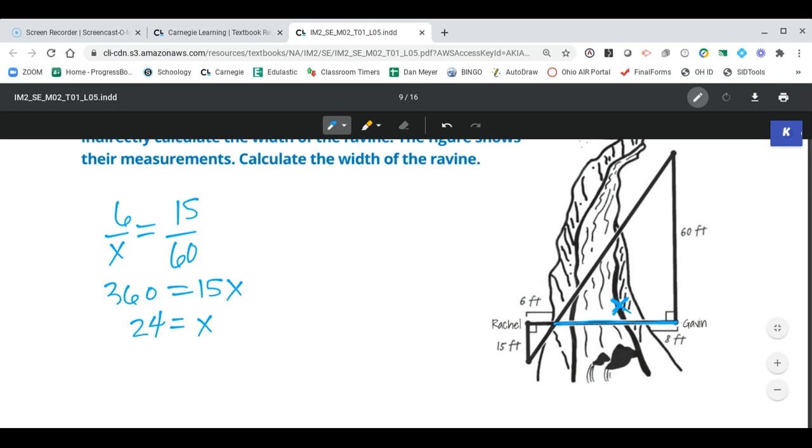So if the whole thing is 24, and I know that Gavin is standing 8 feet from the ravine, then you're going to do 24 minus 8, and that gives us 16. So the width of the ravine is 16 feet.